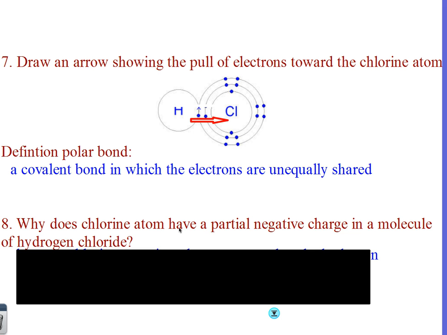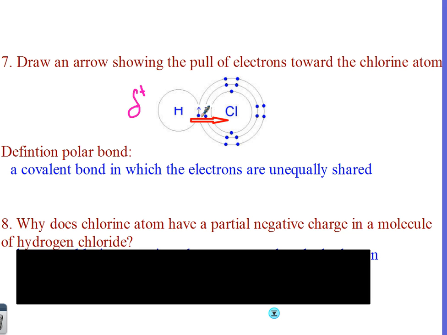And so it says, why does the chlorine atom have a partial negative charge in the hydrogen chloride molecule up here? Well, if we look at it, hydrogen has one proton. And if its electrons are sort of over here with chlorine, then this end looks like it's a little bit positive because all the rest of the world sees is the proton.